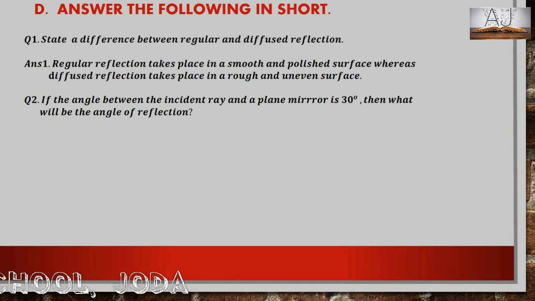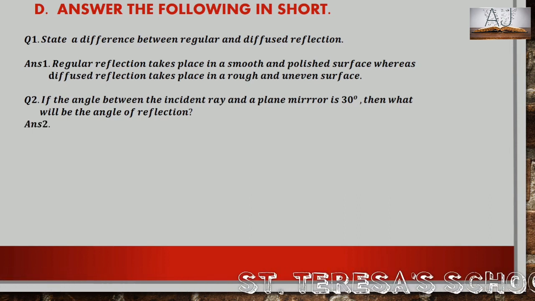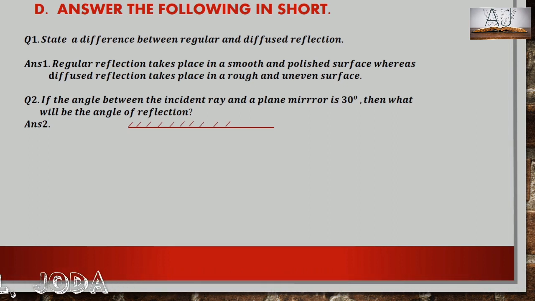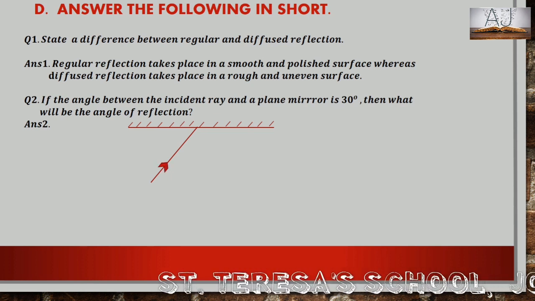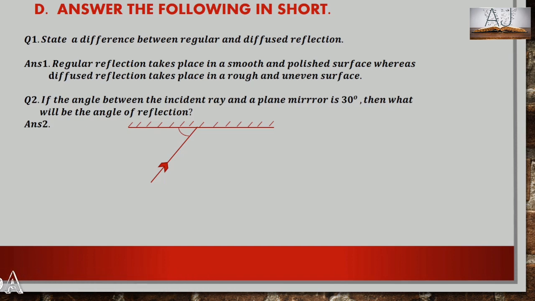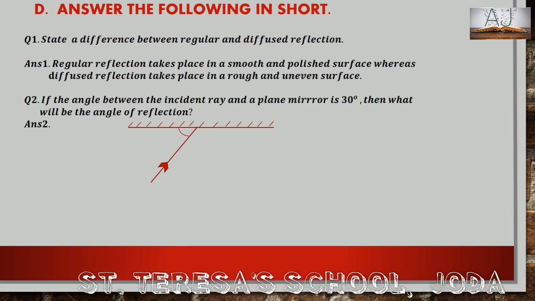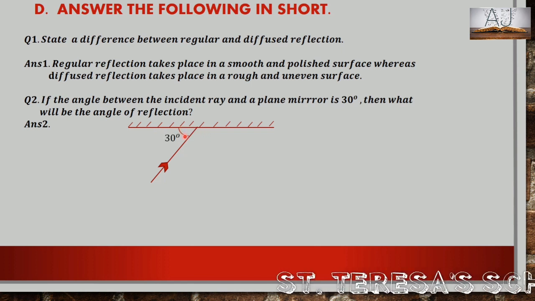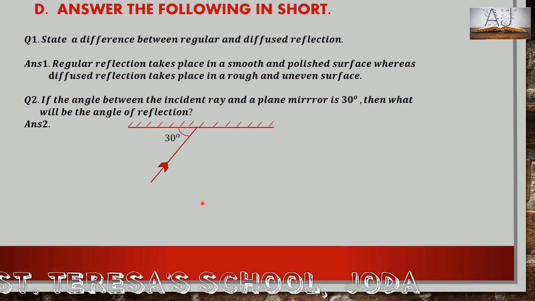Now let us see question number 2. If the angle between the incident ray and a plane mirror is 30 degrees, then what will be the angle of reflection? Let us try to understand it with a diagram. Suppose this is the mirror and this is the incident ray. Then the angle between the incident ray and the mirror is given. Yes, this angle is given as 30 degrees. That is the angle between the incident ray and the mirror.